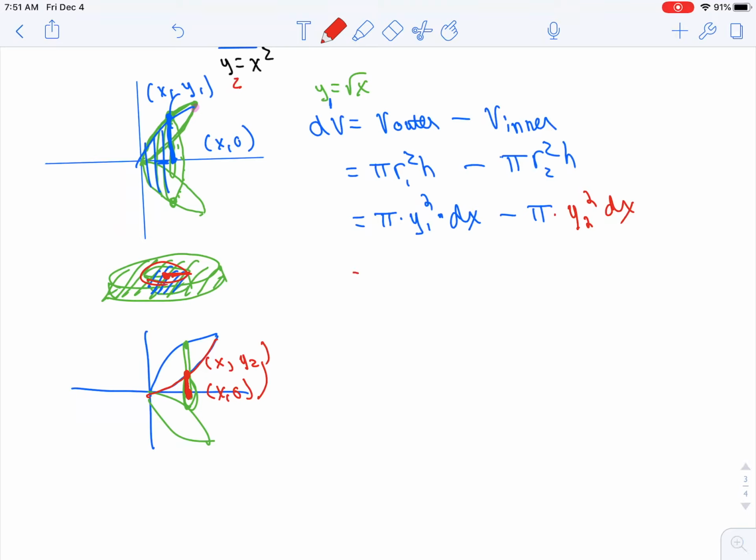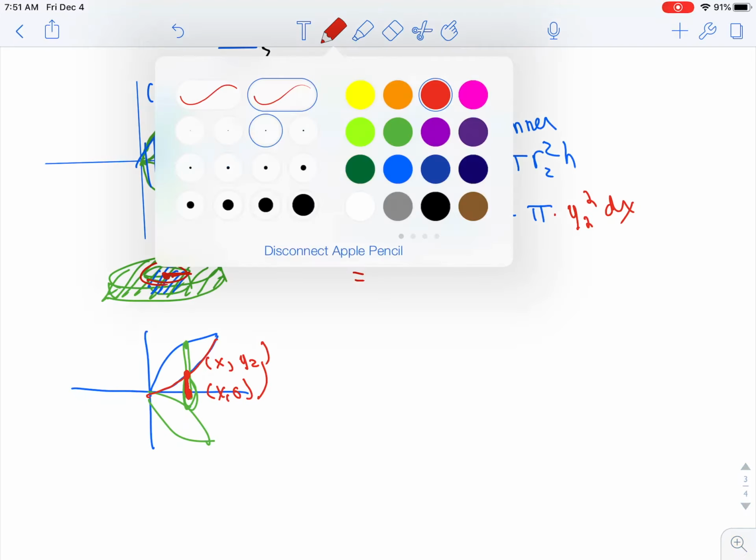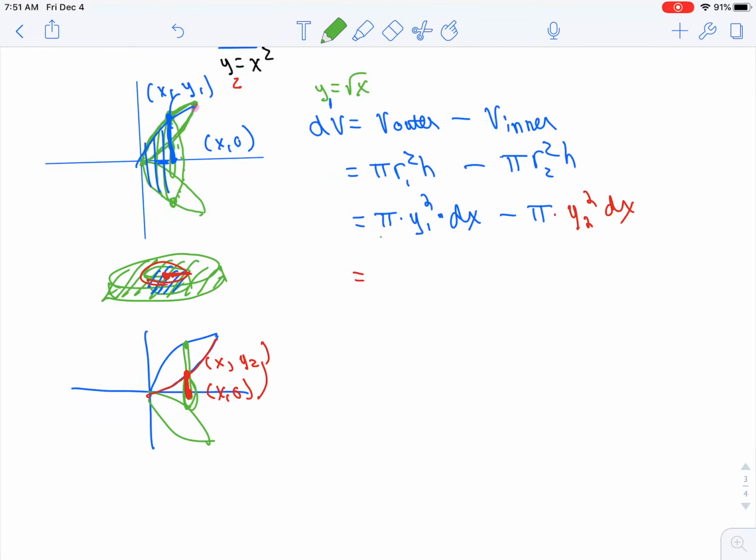All right, so now if you notice on this one, we can do a little bit of cleaning up here. So notice that both of these terms have a pi, and they both have a dx. So what I'm going to do is factor the pi out in front, and factor the dx out in the back, just to clean this up. And so what I'm left with in the middle is y sub 1 squared minus y sub 2 squared.